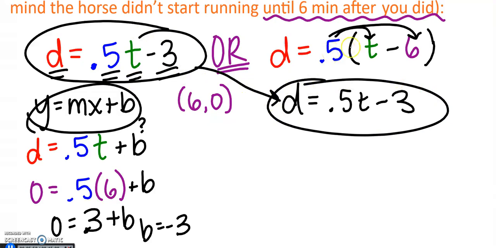So either way you want to think about the setup, your time reduced by 6 minutes, or working with the y-intercept, finding the y-intercept using the x-intercept of (6, 0), that's totally fine. But no matter what, we should get to this equation of 0.5t minus 3.